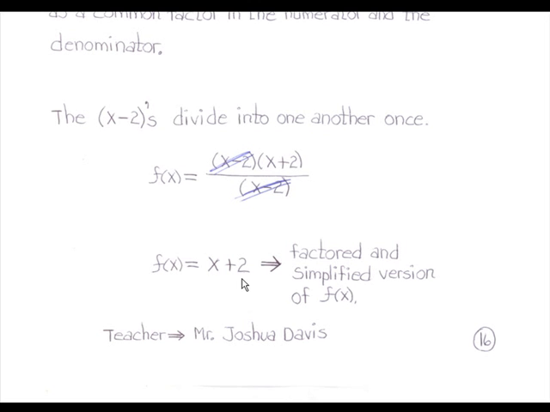And now the function has been simplified to x plus 2. So this is the factored and simplified version of the original function f of x. This function we can use, but it is not the controlling function. The original function is always the controlling function. But we can now use this one to graph it because we've already taken care of the discontinuity when x is equal to 2.